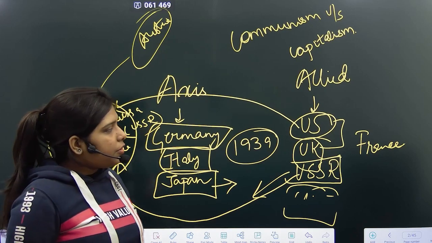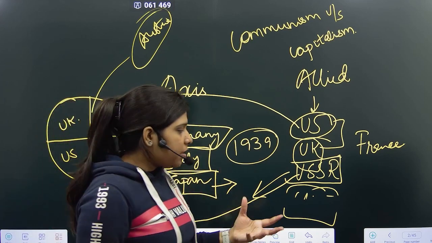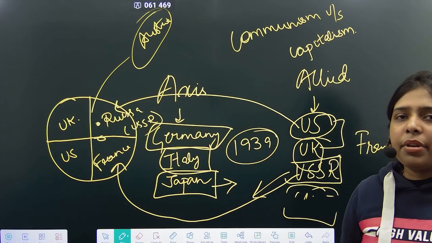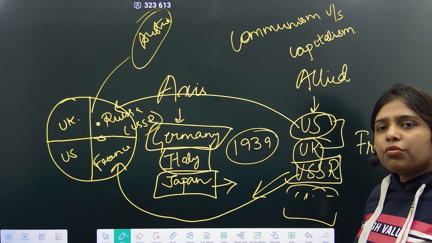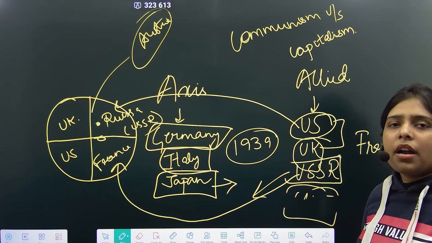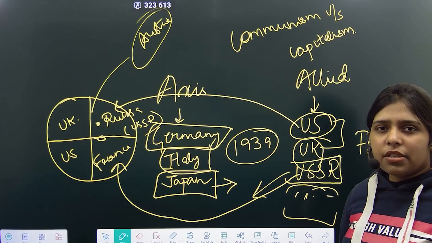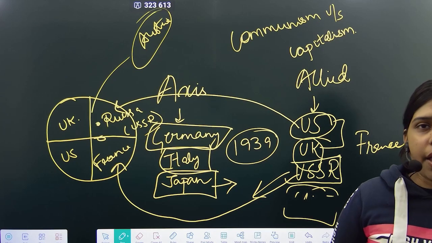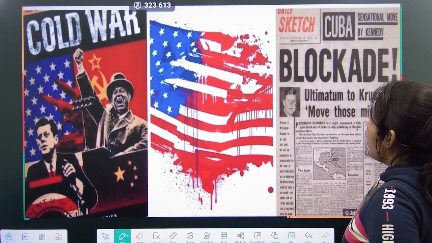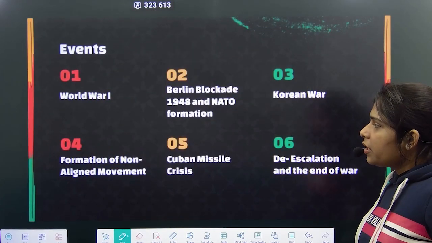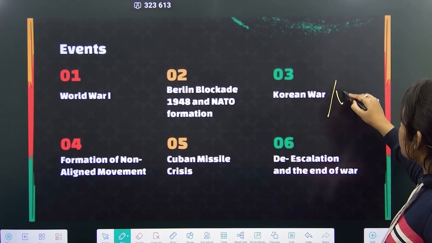This is just a build-up of the situation I'm telling you. There were many other reasons why the war happened, but basically the war happened because of this clash of ideologies between the communist powers and the capitalist powers. Communist powers were represented by Russia, and the capitalist powers were represented by the US, UK, and France. Having said that, let's move ahead. In this chapter, we'll discuss World War One, the Berlin blockade, the Korean War, and the Vietnam War.